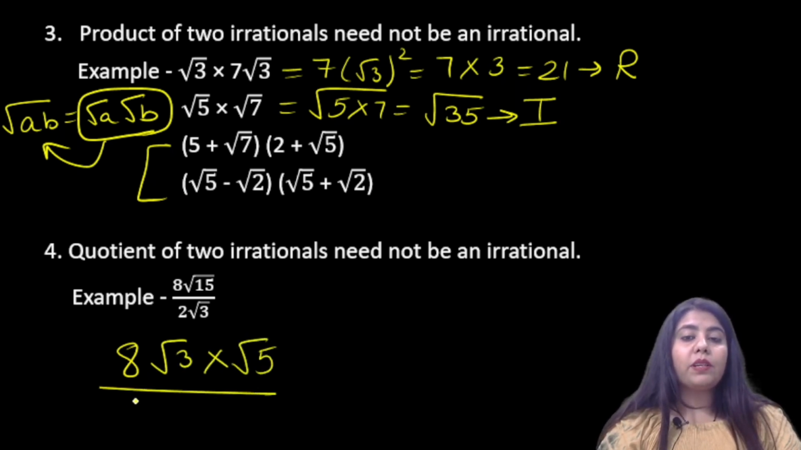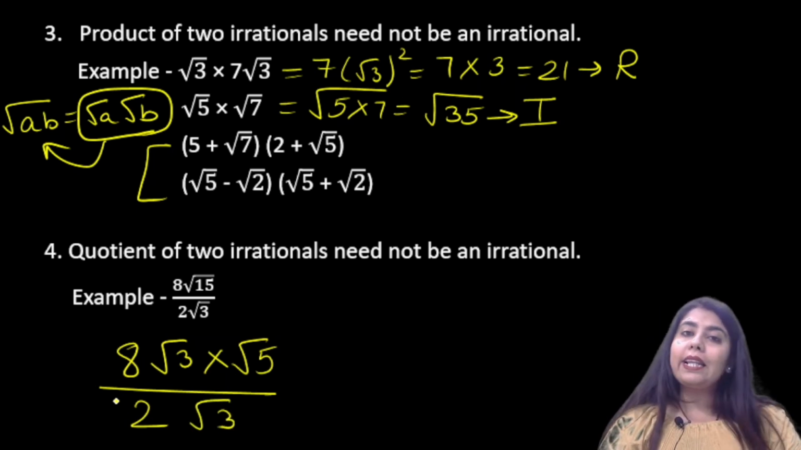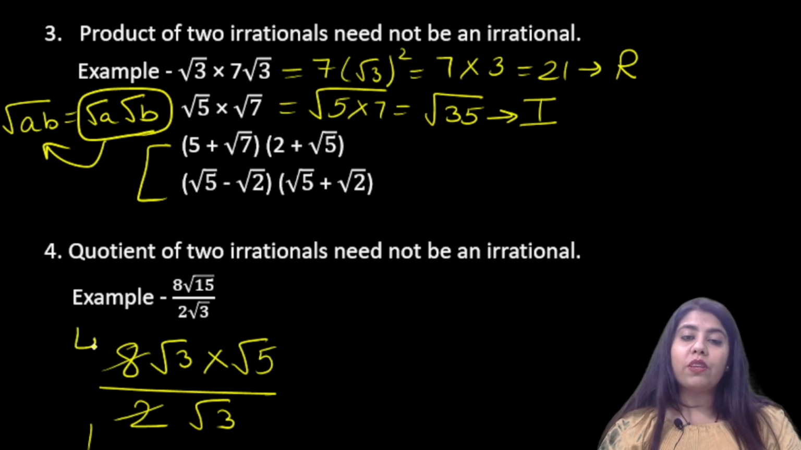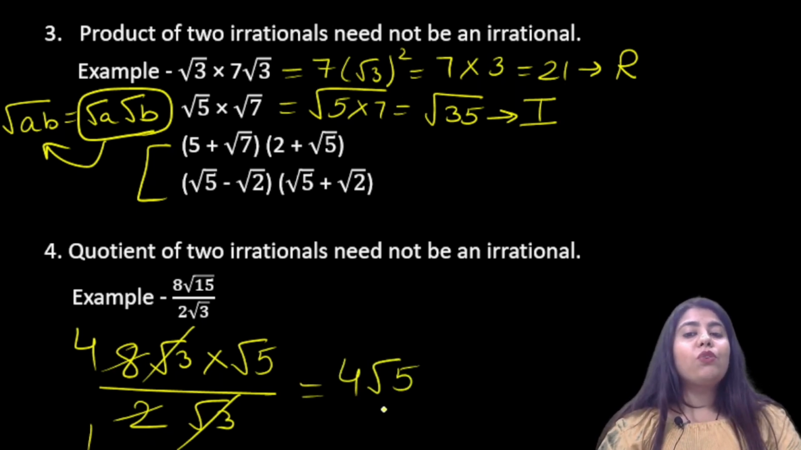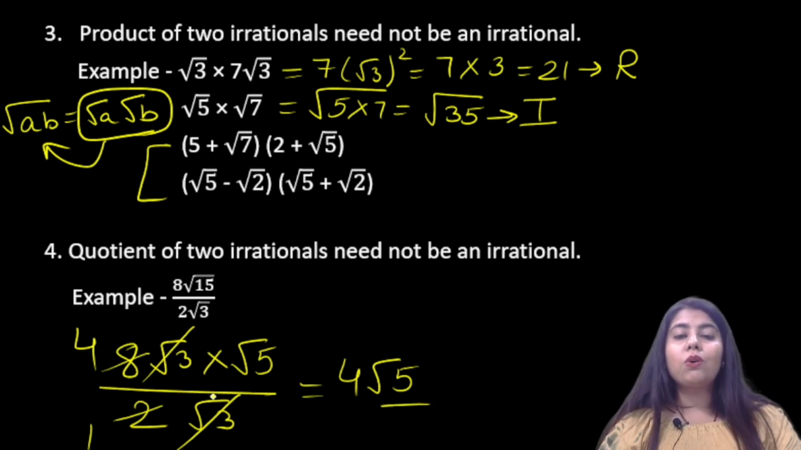And in the denominator we have 2 and root 3. Now if we see 8 and 2, we can cancel them out in the table of 2. So we will get 4 and 1. And we can also cancel the root 3 by root 3. Hence we got the answer 4 root 5. As root 5 is an irrational number, 4 root 5 is also an irrational number.